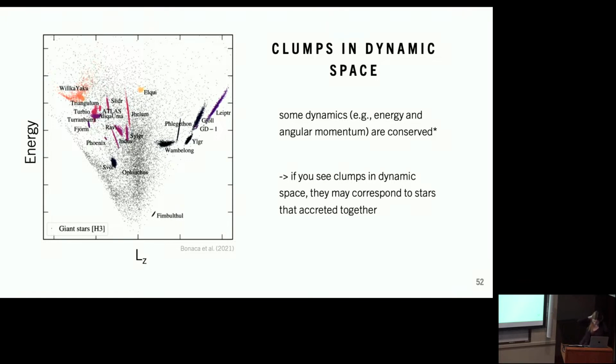So I was interested in trying to quantify how well this works for the really small galaxies, because it works for the bigger stuff. Does it also work for the smaller stuff?